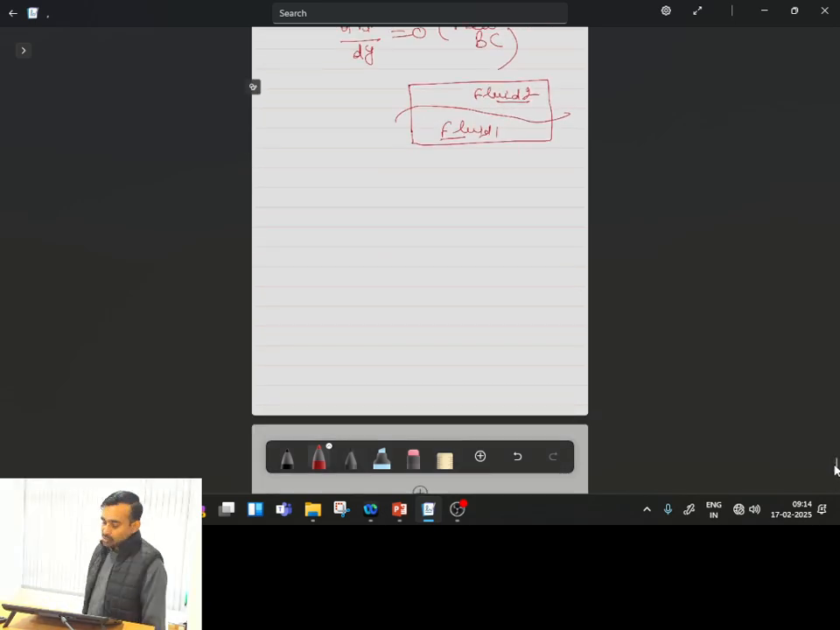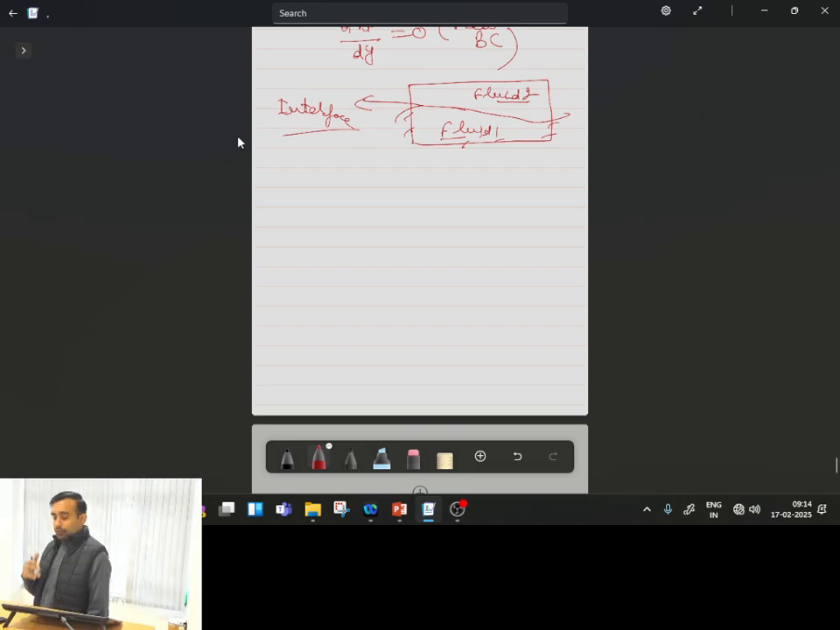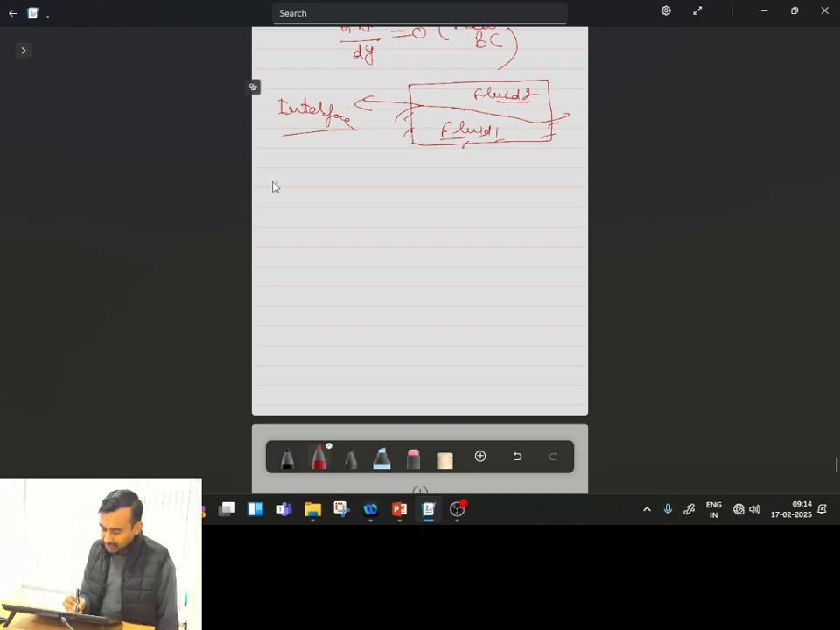In that scenario, of course, these three boundaries, along with these three boundaries for fluid 1, this is also acting as one of the boundaries, and for fluid 2, along with the outside boundaries, one internal boundary is also existing. So this internal boundary is nothing but my interface. So it means that I should know what type of boundary condition I have to apply at the interface.